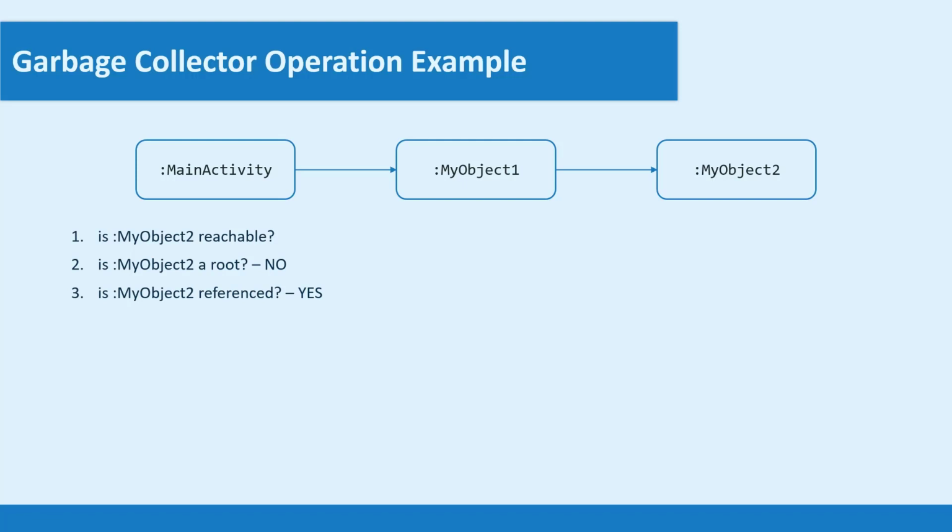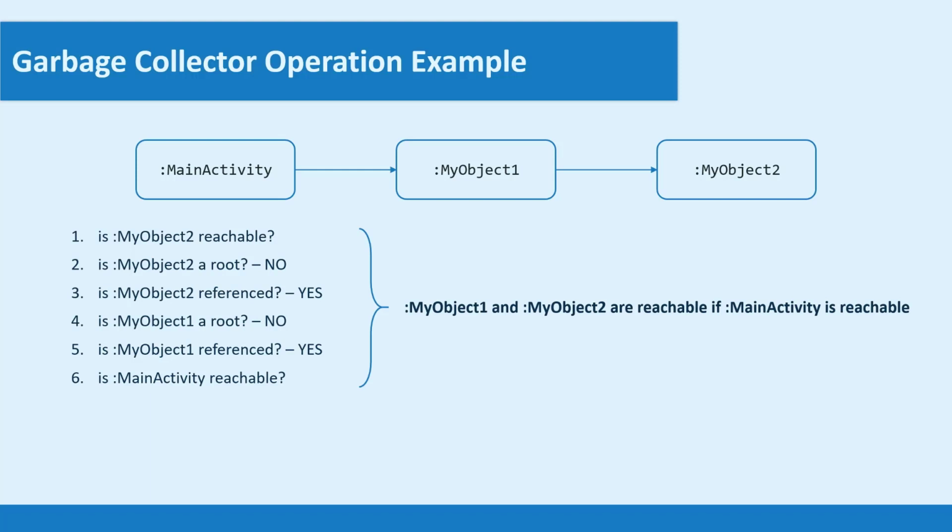So it invokes recursively the same algorithm for the parent. And the parent in this case is my object1. So it asks, is my object1 a root? No, it isn't. The next question, is my object1's instance referenced by other objects? And the answer is yes. And now it invokes the same algorithm on the instance of main activity. Is main activity reachable? And in total, since this algorithm is recursive, my object1 and my object2 instances will be reachable if main activity instance is reachable.